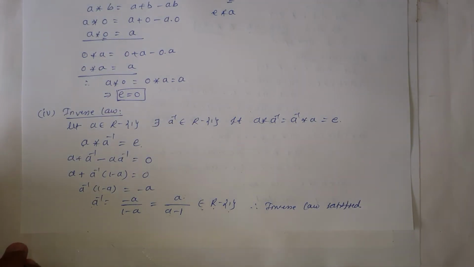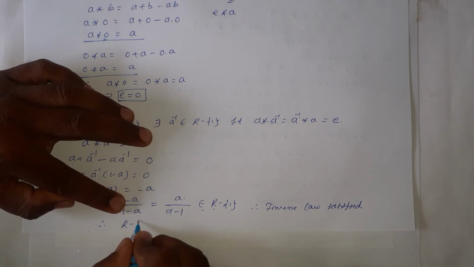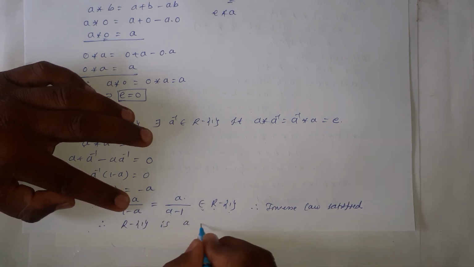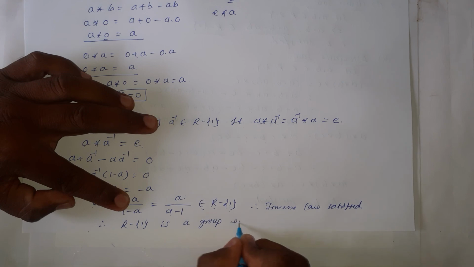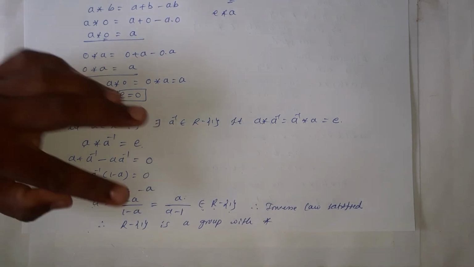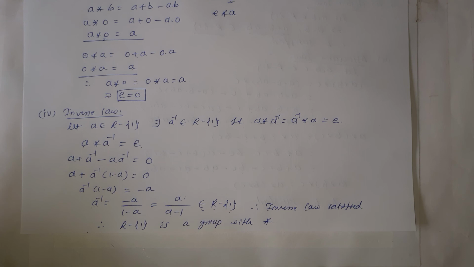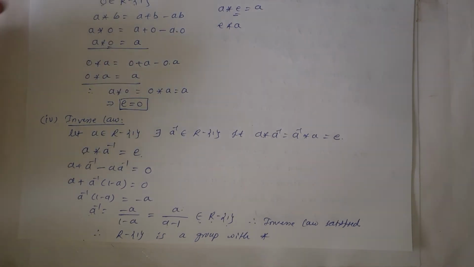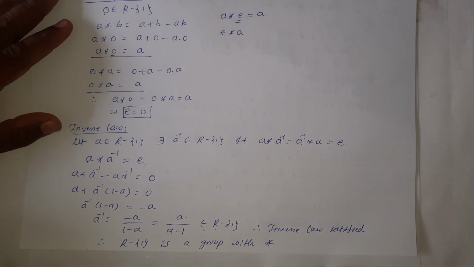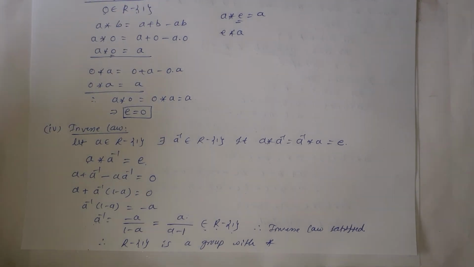If all the laws are satisfied, then we can easily conclude that the given set is a group. So, therefore, R minus 1 is a group with the binary operation star, which is defined as A plus B minus AB. So, this is the proof of the given example, that R minus 1 is a group along with the binary operation star defined by A star B is equal to A plus B minus AB.